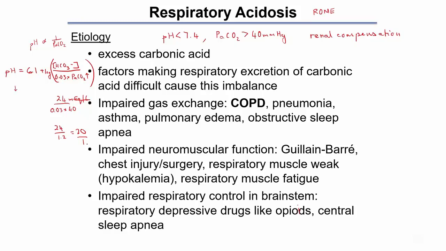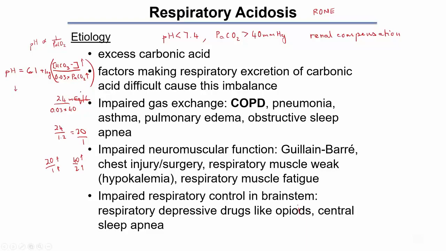Anyway, if this increases, if you suddenly make CO2 double, then the only way to keep the ratio the same is to make bicarbonate 40. That's basic math. If you double the denominator, the numerator also has to increase. So if you increase CO2, bicarbonate has to increase. That's the only compensation. The compensation is always in the same direction.